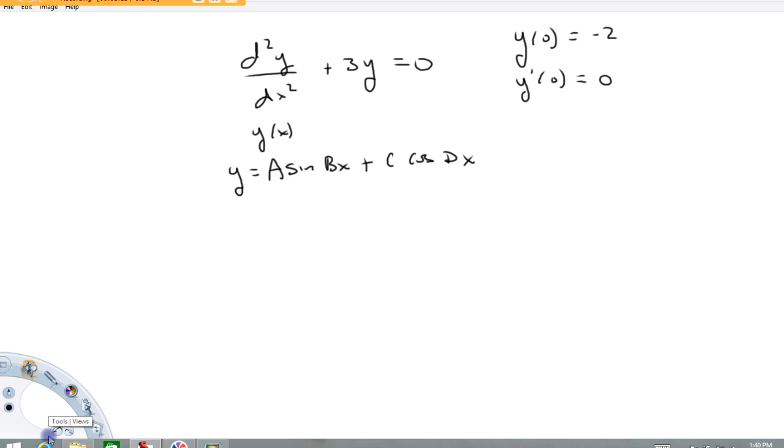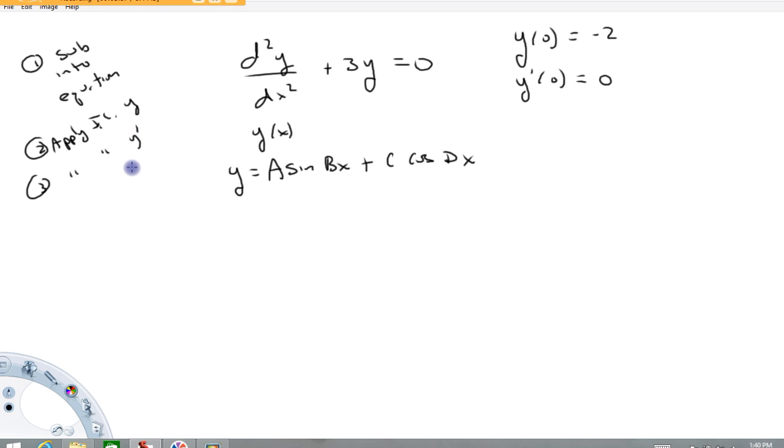Now, there's really just three things we can do here. One, sub into our equation. Two, apply initial conditions for y. And three, apply initial conditions for y prime. That's really all we can do here.